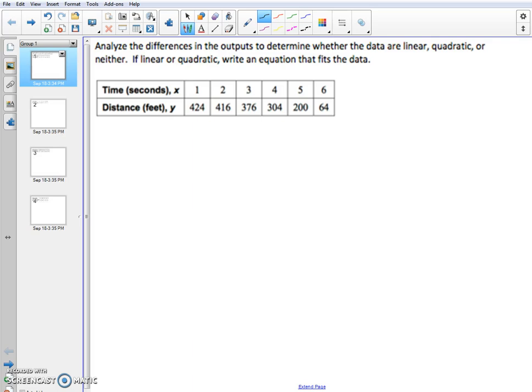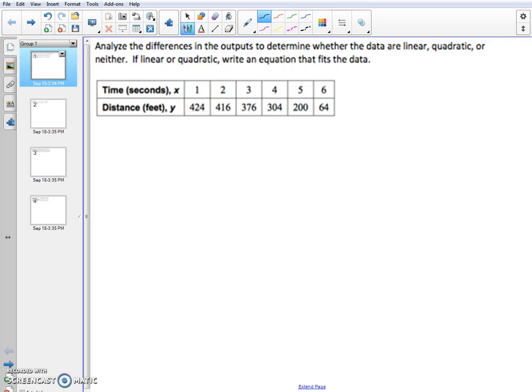And for that table, the first thing we want to decide is if it actually is quadratic, if a parabola would be a good model for it. If it is, then we'll write that quadratic formula in standard form. Sometimes we may get some that are linear, though. So that's kind of the two we'll be looking at today, linear or quadratic.